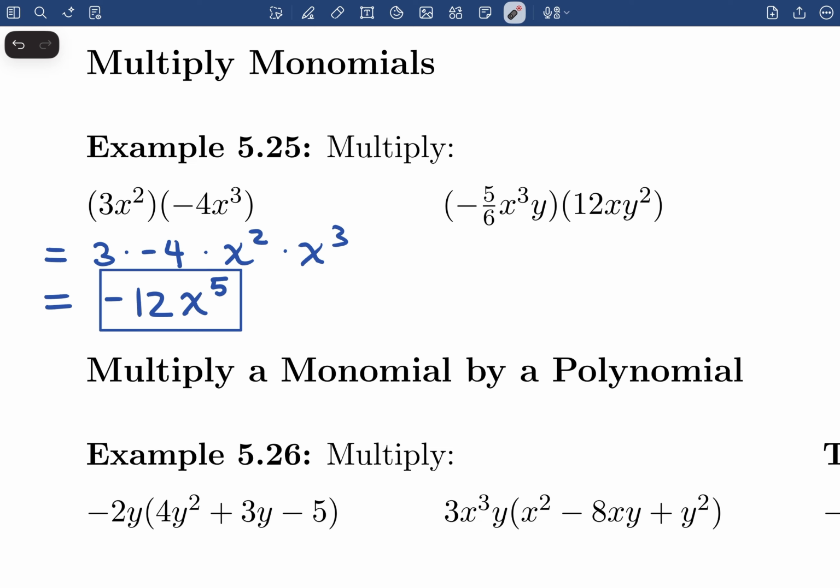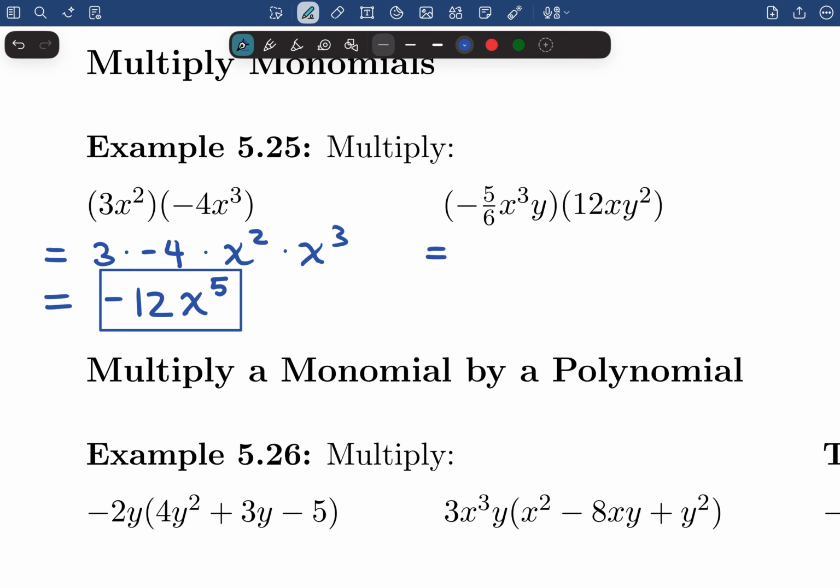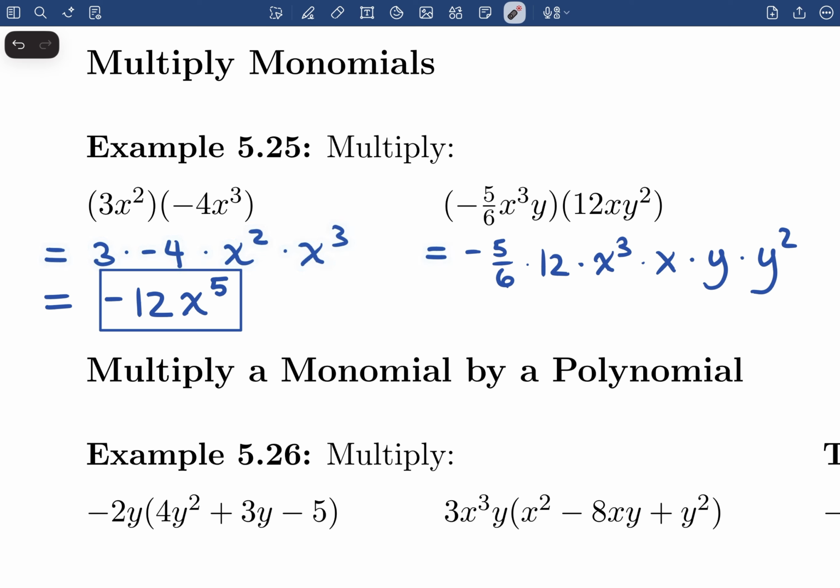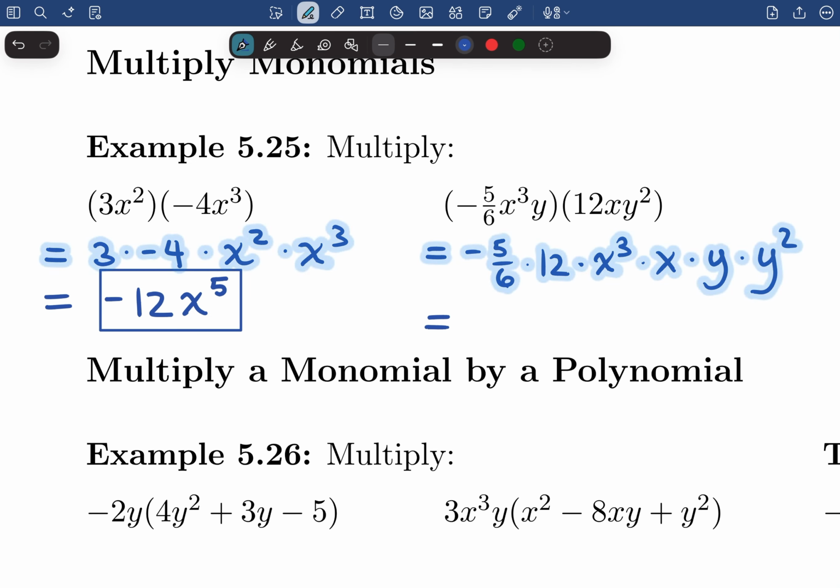I see negative 5/6 times x cubed times y times 12 times x times y squared. And I can reorganize this how I want to again. I could take negative 5/6, multiply it with 12, multiply that with x cubed, multiply that with x, multiply that with y, and multiply that with y squared. I still have all the same pieces, but I've multiplied them in the order that I like, because I wanted to group all of my coefficient numerical values together, my x variable terms and my y variable terms, because now it'll make sense what I'm going to do to finish this.